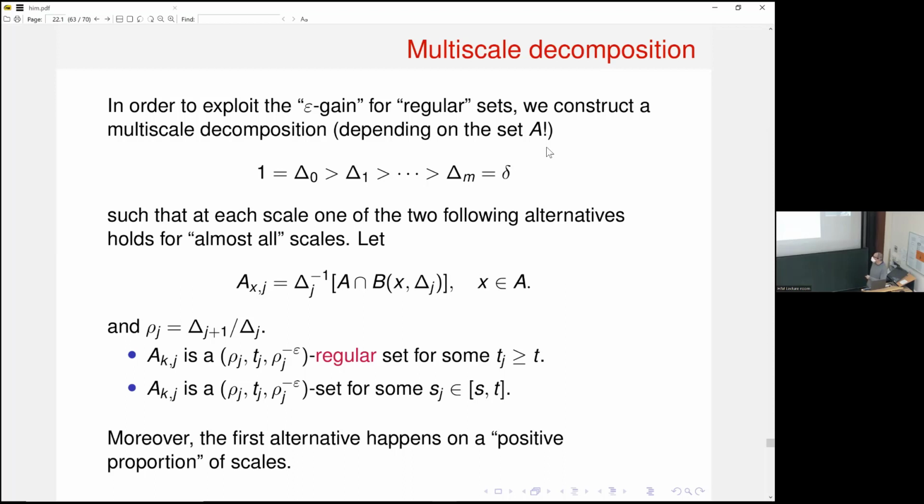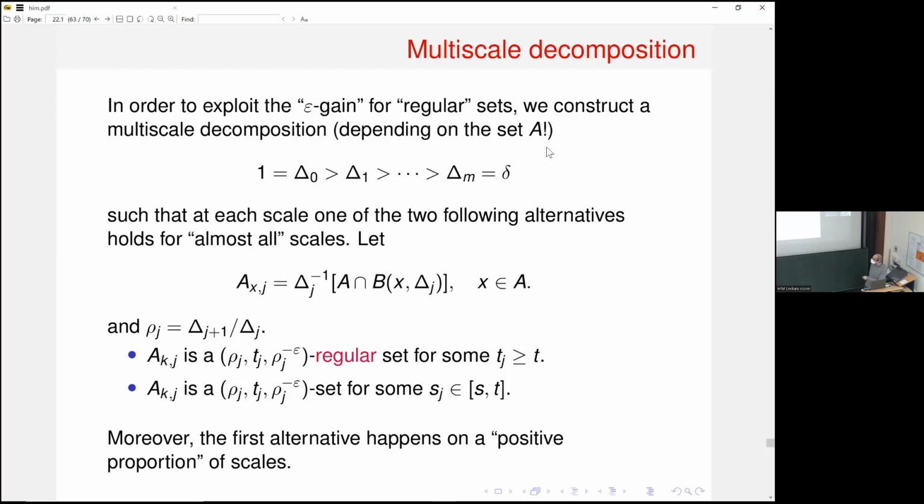And it is regular if, okay, so at each scale, the set has a dimension associated to it, which I call Tj. And this can depend on the scale. But at some scales, the set looks Tj regular, with Tj at least T. And at the other scales, we don't know, but at least it looks like an Sj dimensional set, where Sj is between S and T. And actually, there is a very small set of scales where we don't know what happens, but that is very small, so we can ignore it. But the important thing is that the first alternative holds for positively many scales.